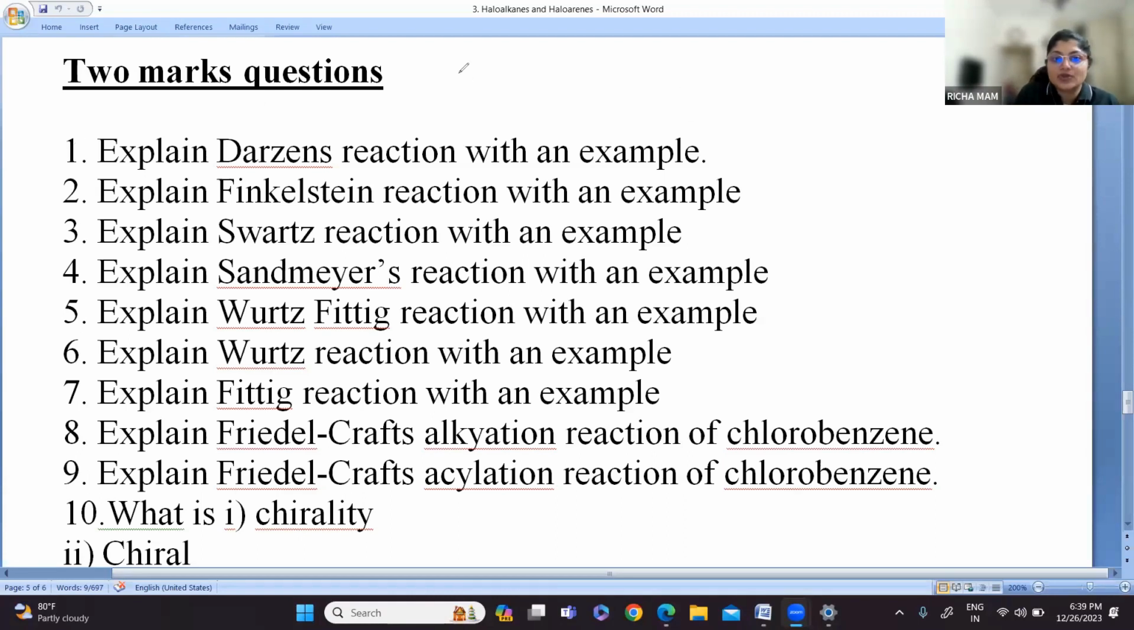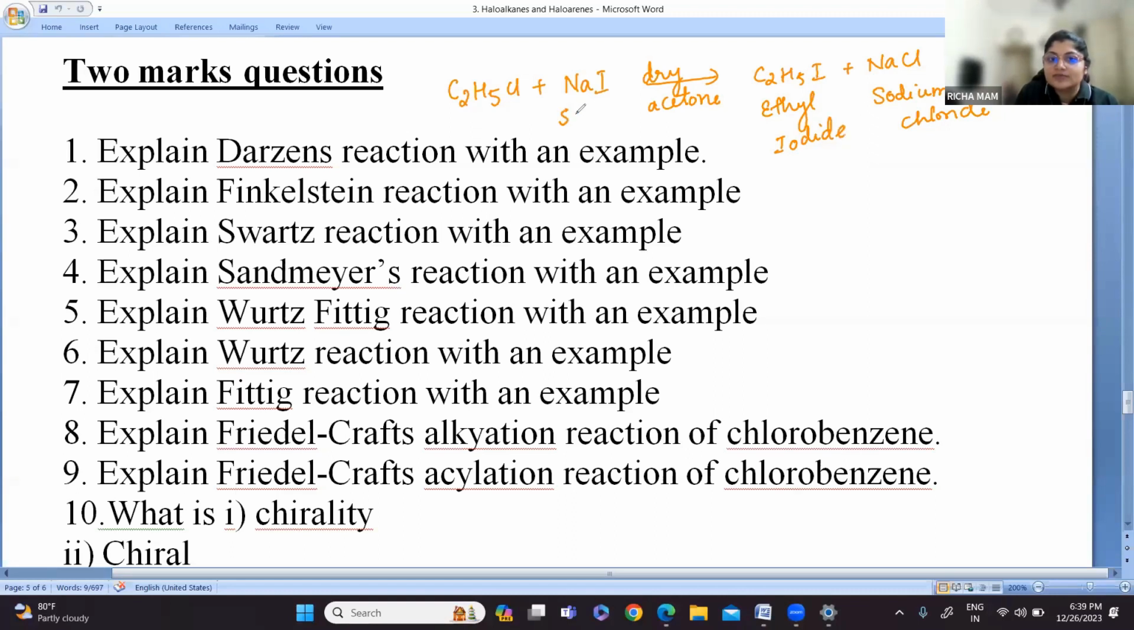And see that you write the names. So in your previous example, ethyl chloride plus sodium iodide, in the presence of dry acetone, write the solvents also. Then it will be ethyl iodide plus sodium chloride. So you have to write the names here. Sodium chloride, ethyl iodide like this. You have to write the complete names also, so that this will attract the examiner.